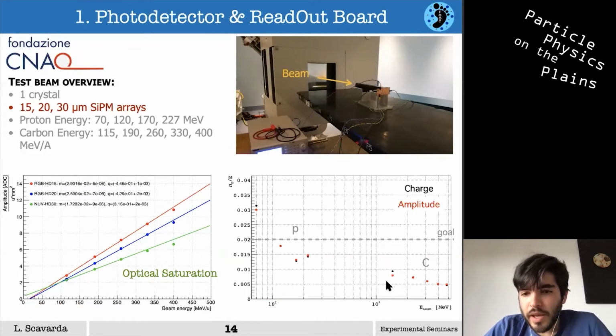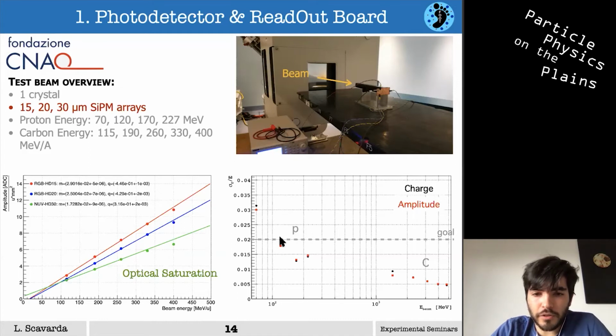On the right side, instead, we have the plot related to the energy resolution. So as I said, the ratio between the width and the average value of this Gaussian peak. As you can see, here we have the points related to the carbon beams, and here the points related to the proton beams. We've got good results because, except for the lowest energy, we have achieved an energy resolution below 2% for all energies. And the different colors represent the 2 different analyses that we've used. In black, the charge analysis, so the integral of the signals; in red, instead, the amplitude.